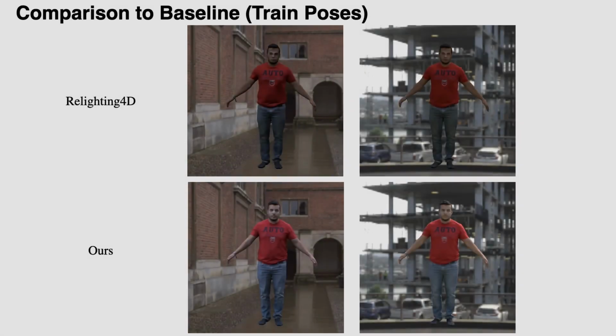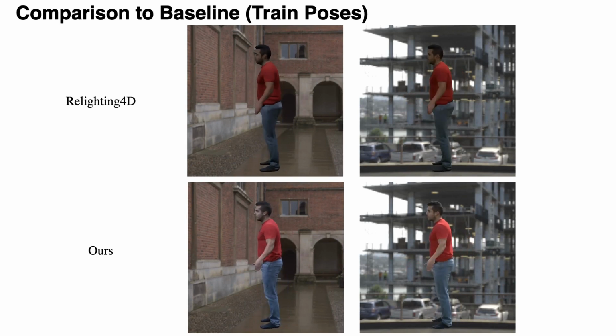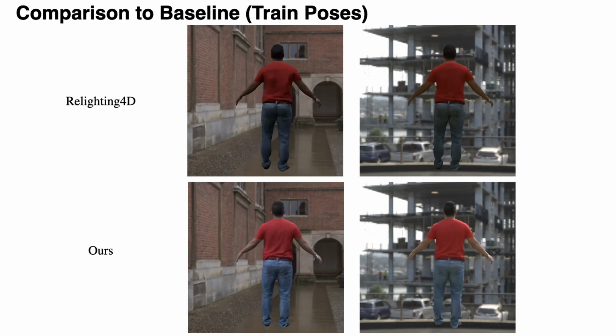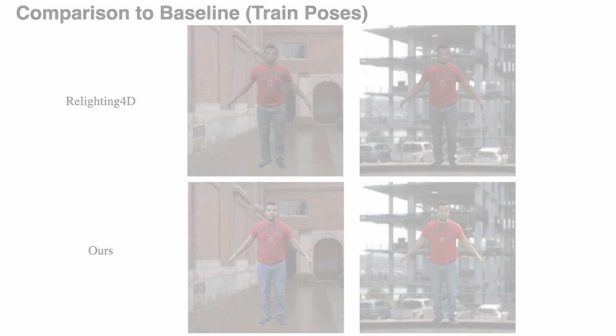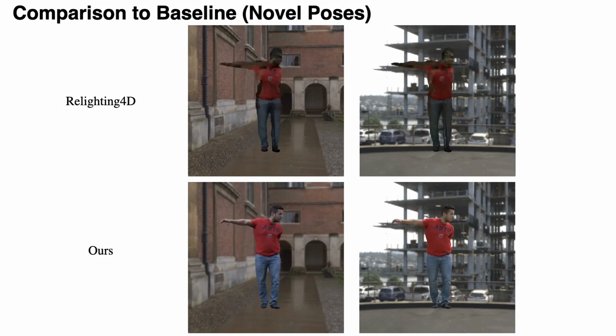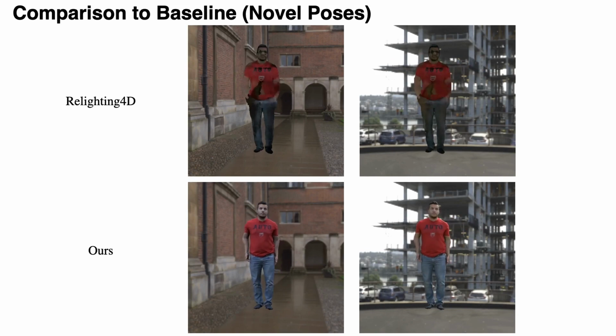We first show qualitative results on training poses and compare them to the baseline. As shown in the video, our approach produces much more realistic relighting results. We also show that our approach can generalize to novel poses under novel lighting conditions, while the baseline fails completely in this task.